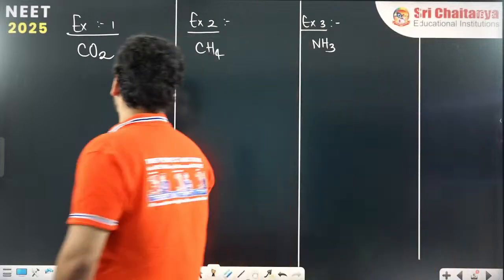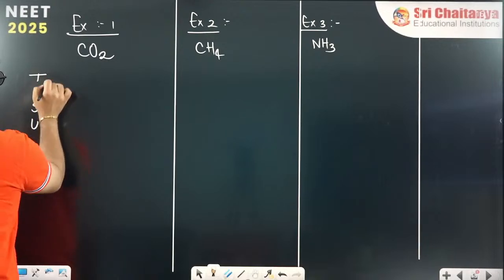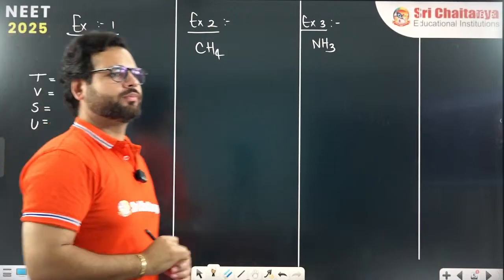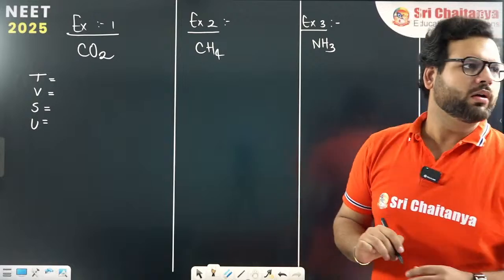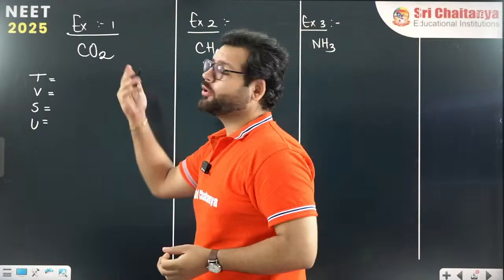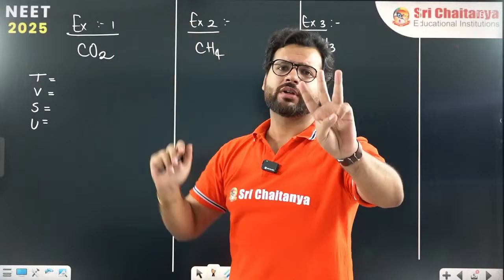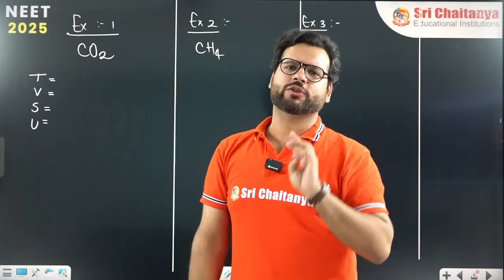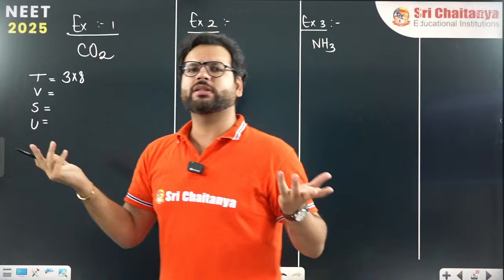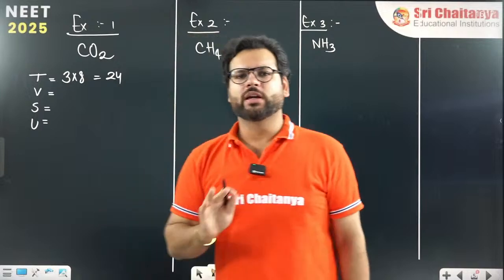So what we have to do? As soon as you look at the molecule, write TVSU. T means you will talk to the molecule and ask how many total electrons you need so that all your octets are complete. There are 3 atoms, and 3 atoms will say I need 8, 8, 8, which is 24. So total electrons are 3 atoms multiplied by 8. No hydrogen is there, so nothing to be multiplied by 2. So T value is 24.